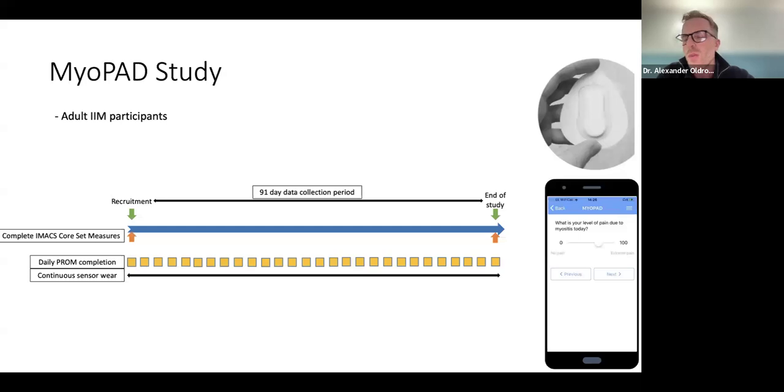So for example, we collected a number of different symptoms, including pain, myalgia, fatigue, mood, and also weakness. And we collected these on a 0 to 100 scale. So 0 was where there was no pain or no weakness, and 100 was where there was maximal pain, maximal weakness as well.